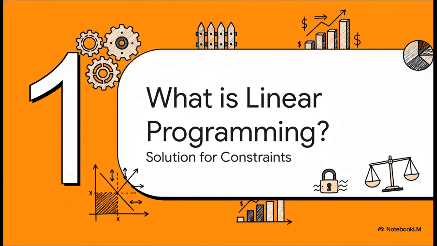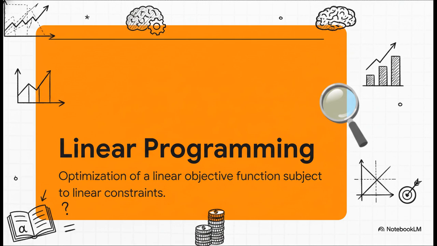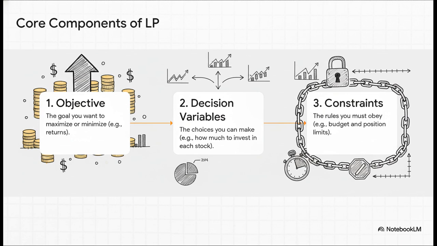What is linear programming? Well, the elegant solution to this whole constrained world we've been talking about is this powerful mathematical tool, linear programming, or LP. I know. Optimizing a linear objective function, it sounds pretty dense, but don't worry. The core idea is actually super straightforward. See, every LP problem really just has these three key parts. You've got an objective, which is the goal you're trying to hit, like maximizing your returns. Then you have your decision variables. These are the choices you get to make, like how much to invest in each stock. And finally, you have the constraints. These are just the rules you have to play by, like your budget or those position limits.